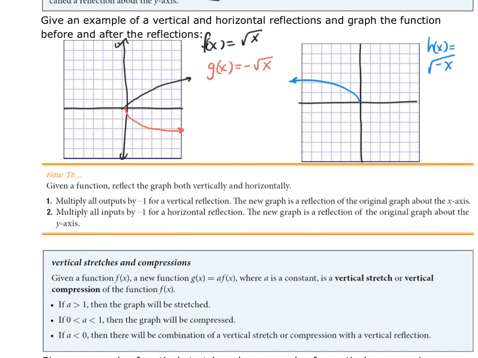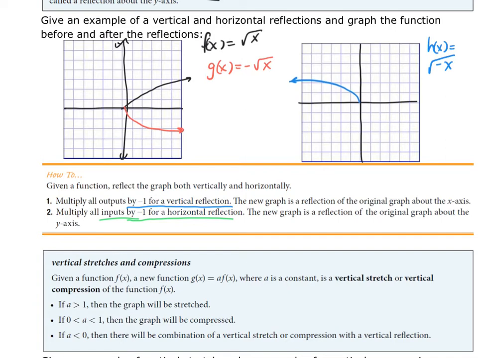here's how you would do the reflections. If it's outside the function, then you multiply all of your vertical values, your outputs, by -1, and it should be reflected across the x-axis. If it's inside the function, you multiply all of your inputs, or your domain, by -1, and it should reflect across the y-axis.